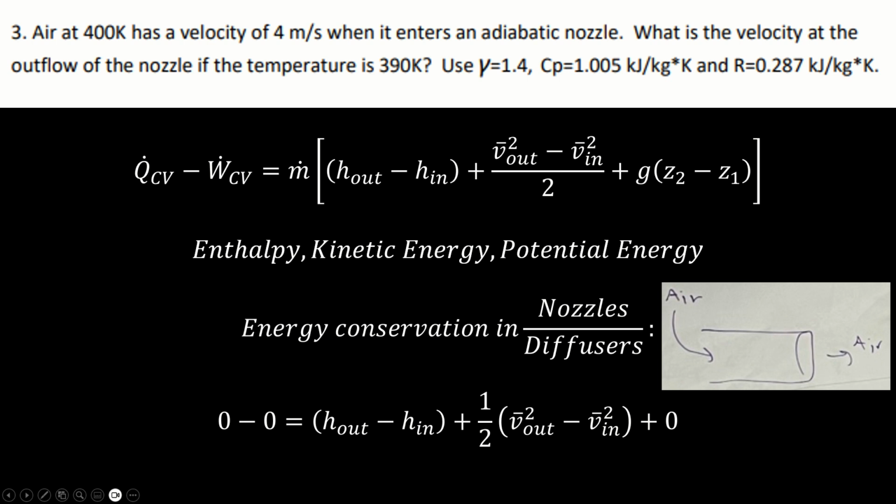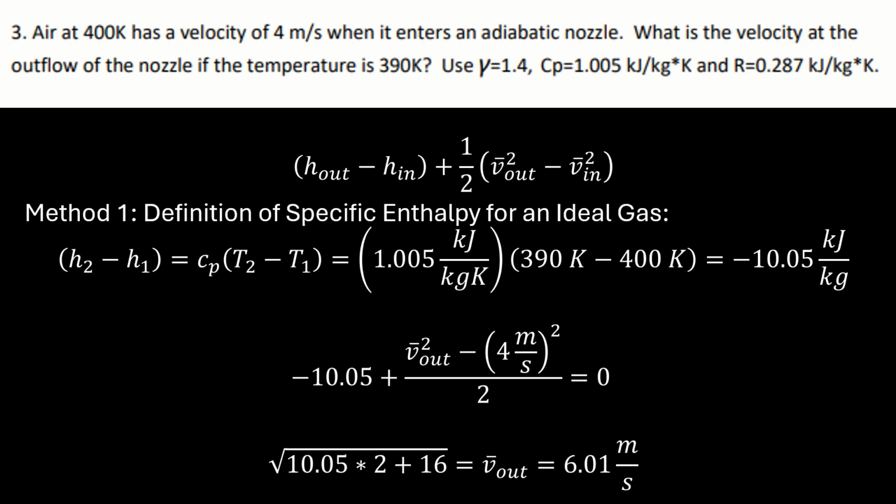So 0 minus 0, I should say. Now, the change in height is very negligible in a nozzle and in a diffuser. So that Z2 minus Z1 is essentially 0. So what we're left with is the difference in our specific enthalpies plus the average of the difference of our squared flow velocities.